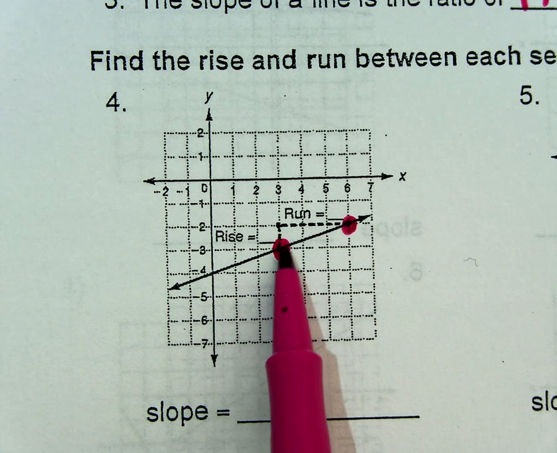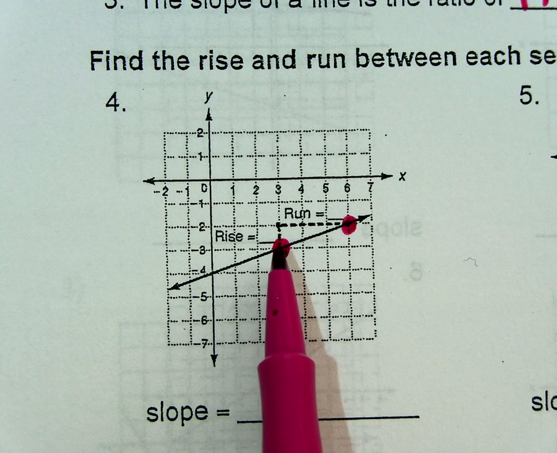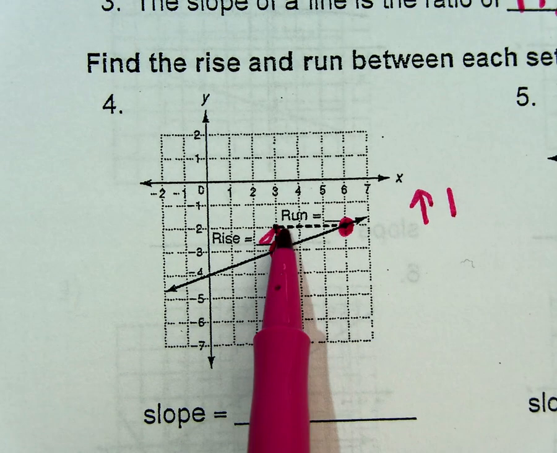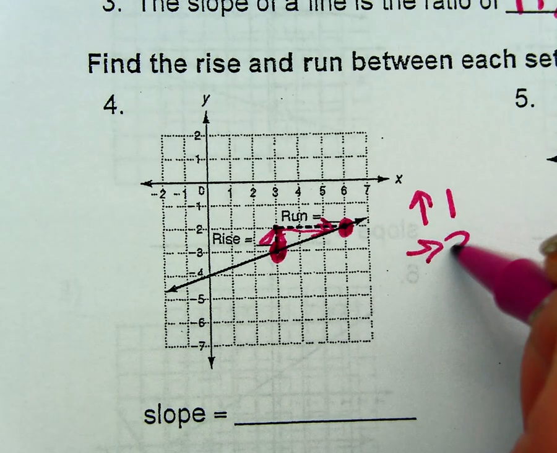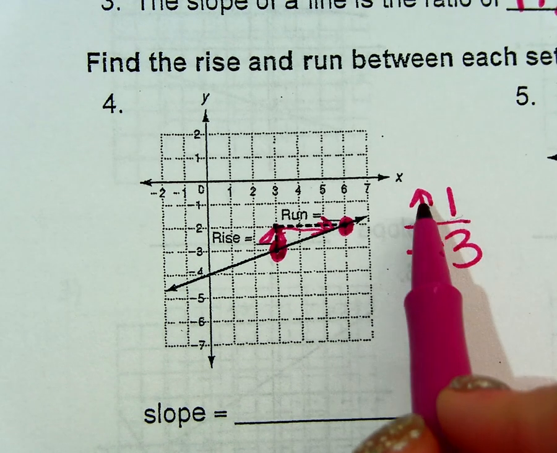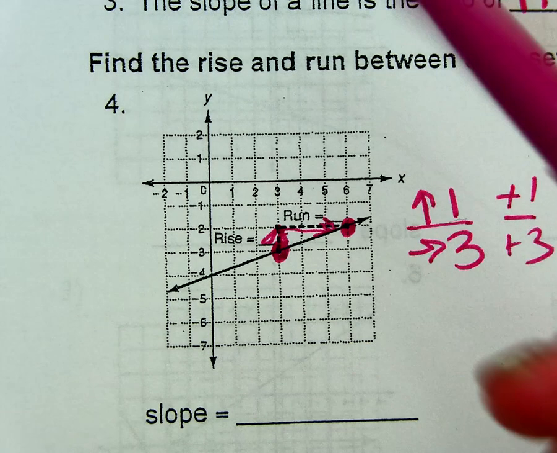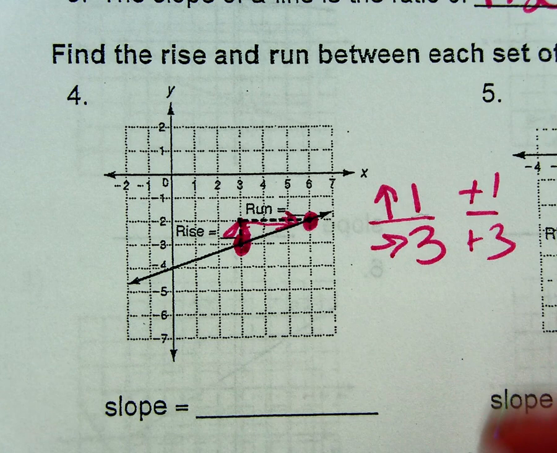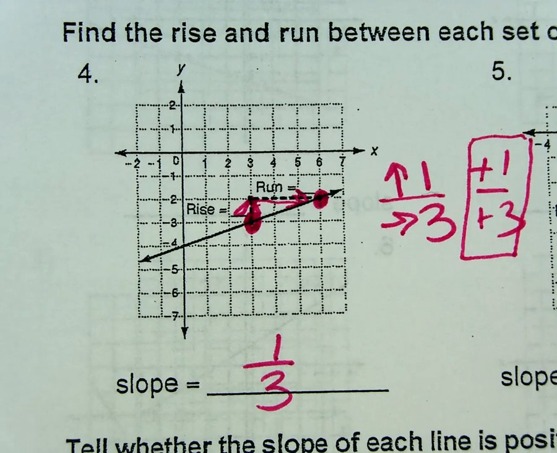So my question to you is, if I start at this point, how do I get to this one? Can I go up or down? And in this case, I have to go up, and I'm going up 1. Since I have gone up, I then need to go over to the right. 1, 2, 3 spaces. That's my rise over my run. If I'm going up 1, that's a positive 1. If I'm going to the right 3, that's a positive 3. Up and right are positive, down and left are negative. So what I have right here for you is my slope of 1/3. Simply all you have to do is count.